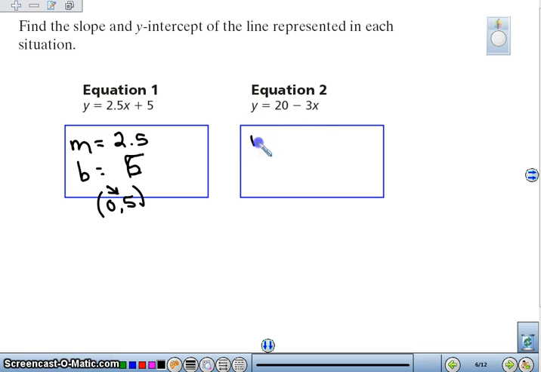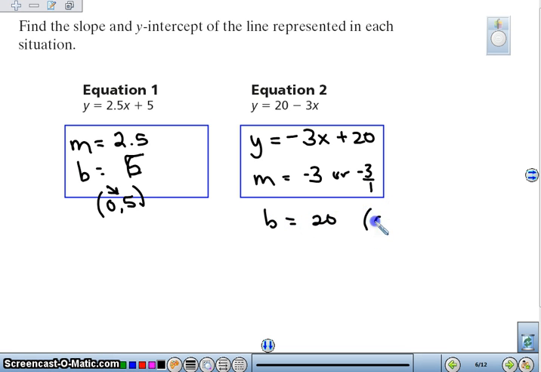Here, I might want to first rewrite my equation. It is negative 3x plus 20. When I rewrite the equation, I now can see that my slope is negative 3, or I could write it as negative 3 over 1, but negative 3 is fine, and my y-intercept is 20, which means my start point on the graph would be at 0, 20.